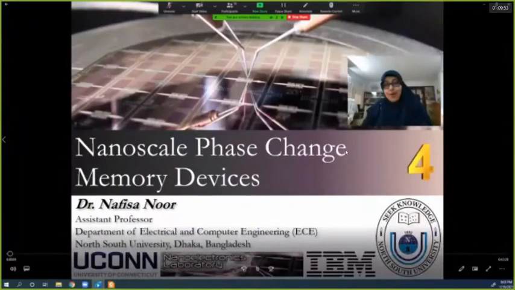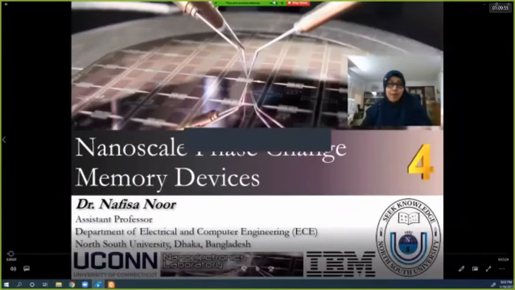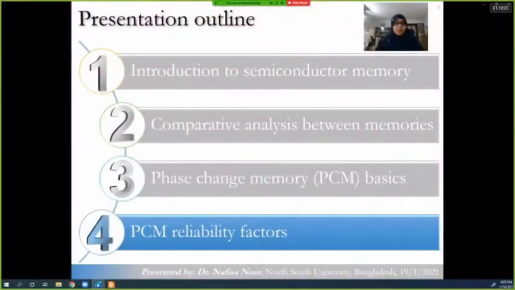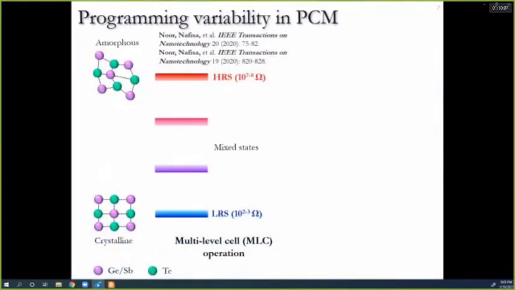Hello again. Welcome to the last module of the webinar on nanoscale phase change memory devices. In this module, we're going to discuss several reliability factors of the PCM devices. We have already discussed the high resistance state, the low resistance state, and the intermediate states of PCM. And we have also discussed the electrical pulses that are used for resetting and setting the cell.